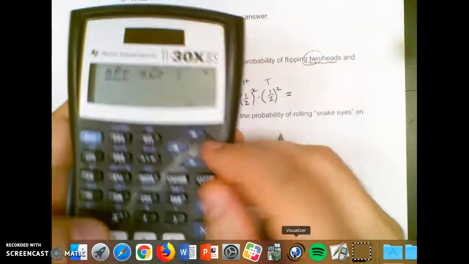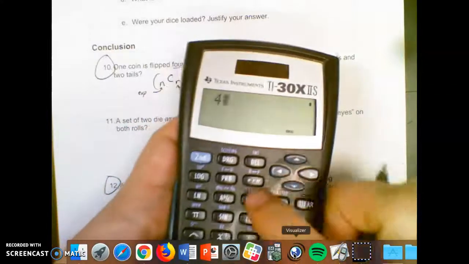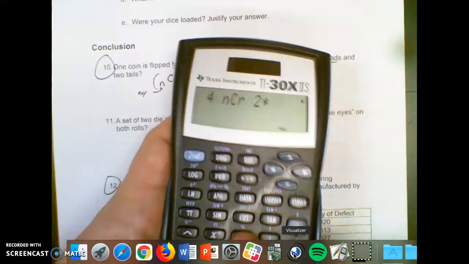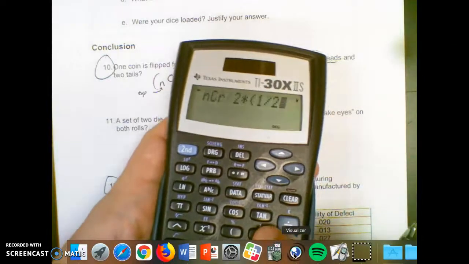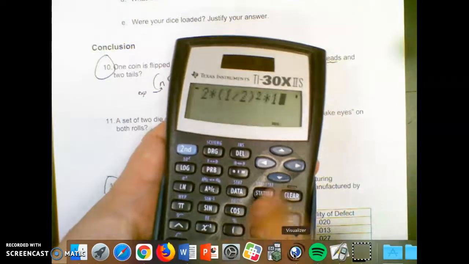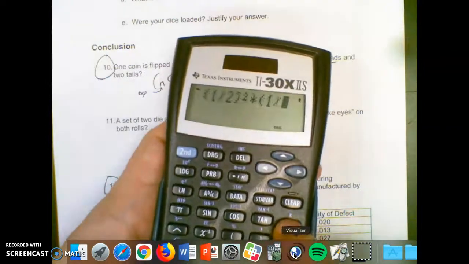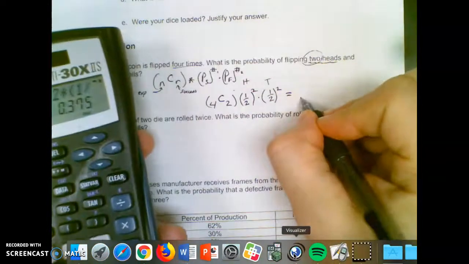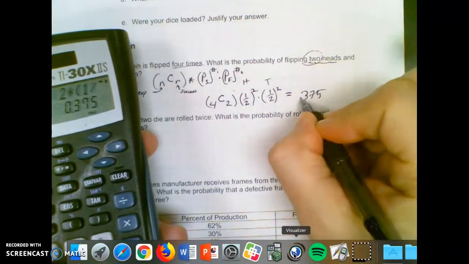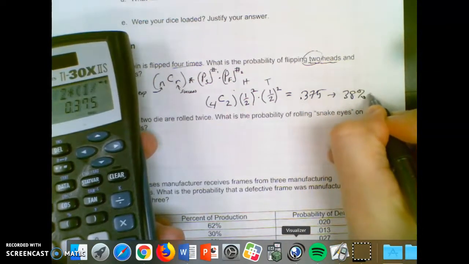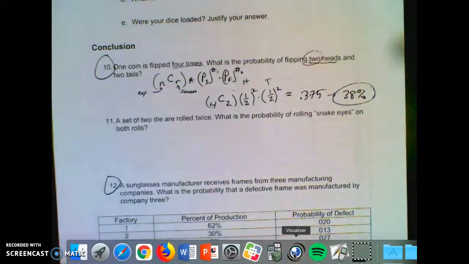So I'm going to do 4 choose 2 times 1/2 squared times 1/2, put it in parentheses, it's just a good idea, squared. And you get 0.375, which is, let's round it to 38% chance, right? Okay.